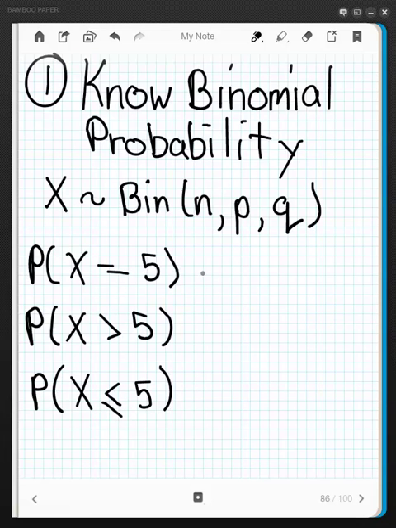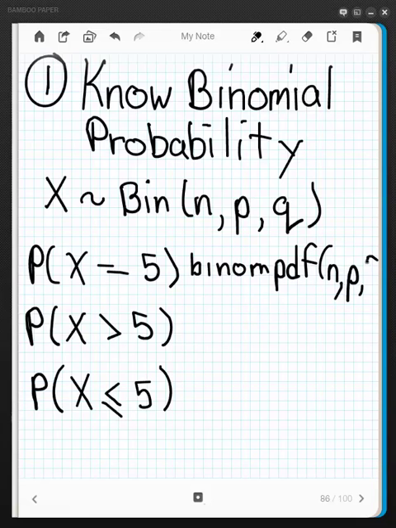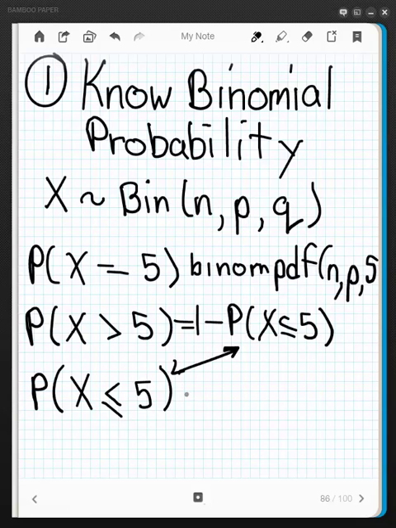This one is using the binomial PDF on your calculator, and I am just going to talk about this in terms of what you would use on your calculator. You would put in your n, you would put in your p, and then you would put in 5. For the greater than, you have to be able to rewrite this as 1 minus the probability that x is less than or equal to 5, the direct complement of the greater than. And then these relate to one another.